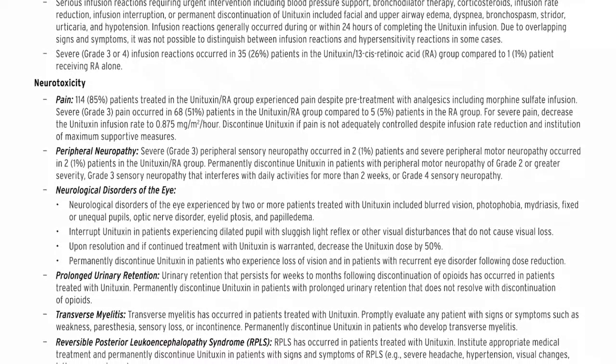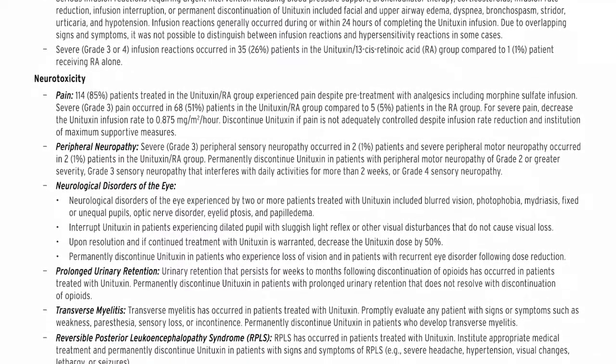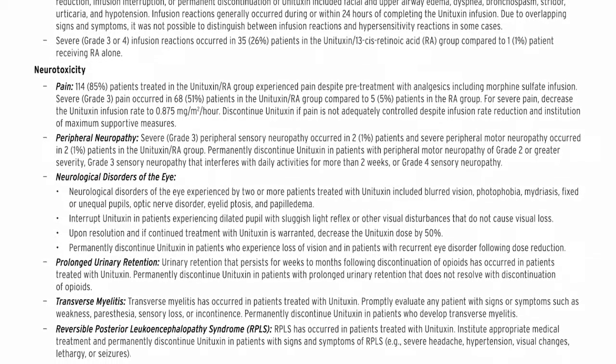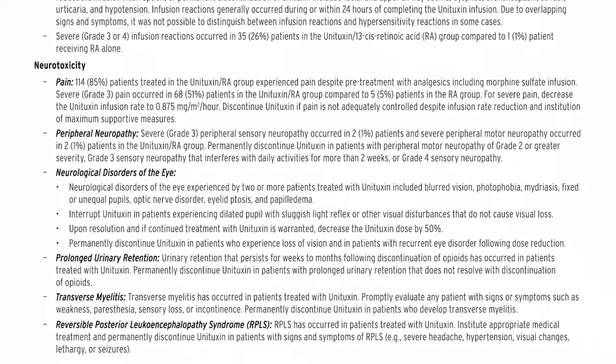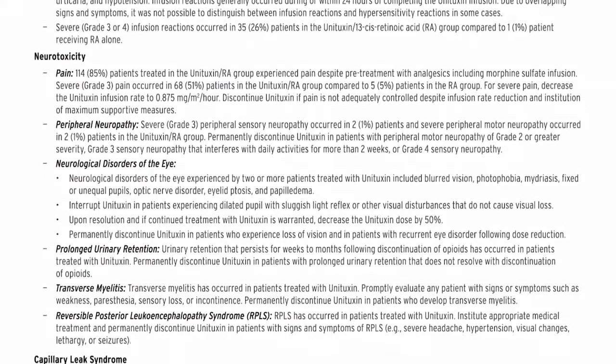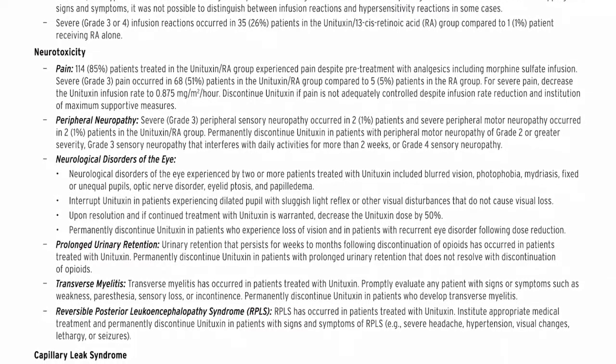Neurological disorders of the eye. Neurological disorders of the eye experienced by 2 or more patients treated with Unituxin included blurred vision, photophobia, mydriasis, fixed or unequal pupils, optic nerve disorder, eyelid ptosis, and papilledema.